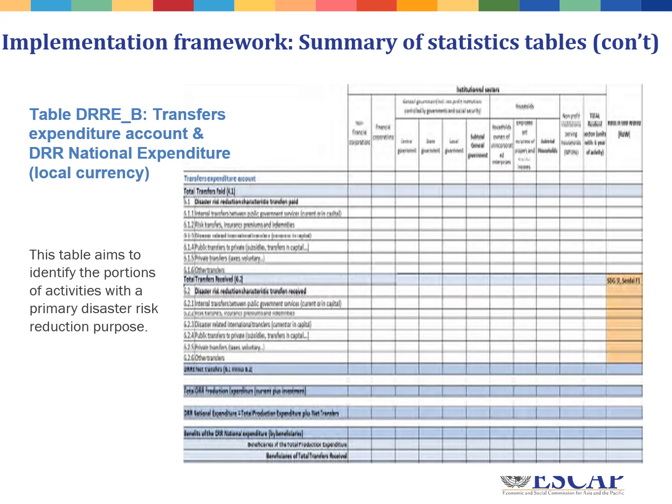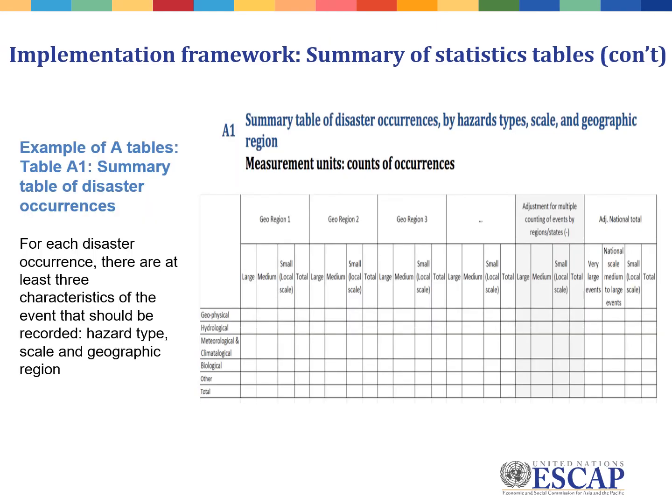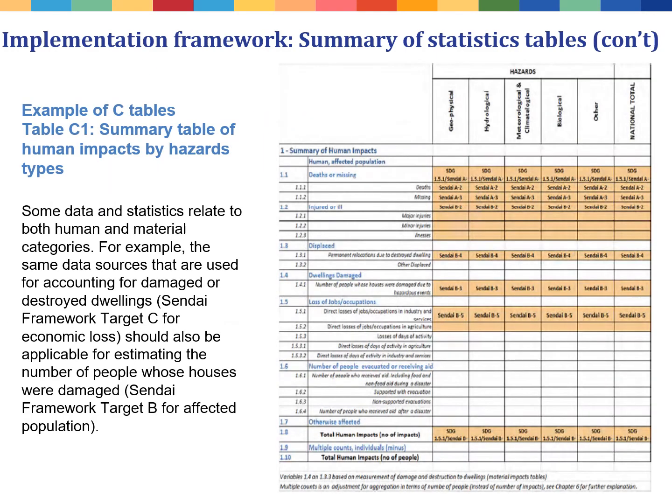I will not go through all the tables, but the next 10 slides or so will give you examples of detailed statistical tables that can be generated to provide indicators on all the phases of disaster risk management. So there are about 10 slides for this one, just for the reference.